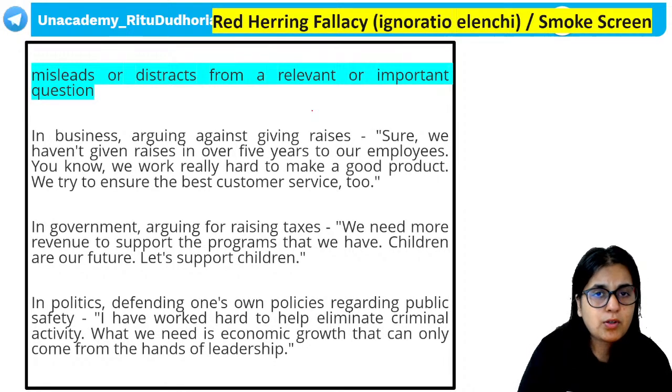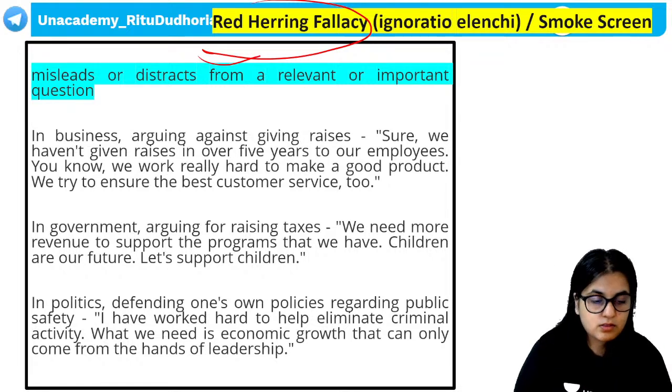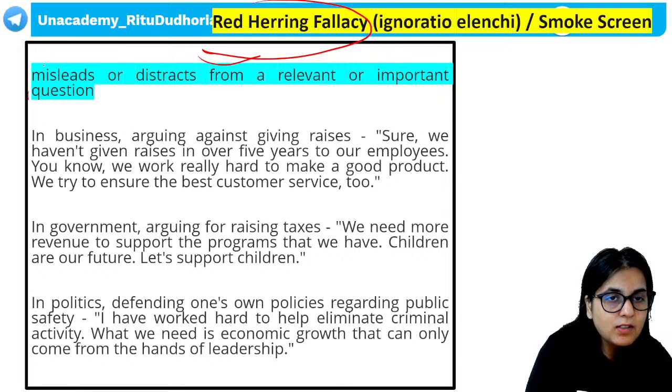Next one. This is very important, guys. You ought to know this whether you take that or not. You ought to know this, guys. Come on, everyone. Red herring fallacy. Red herring is actually a type of fish, if I'm not wrong. You're misleading or distracting from the topic.